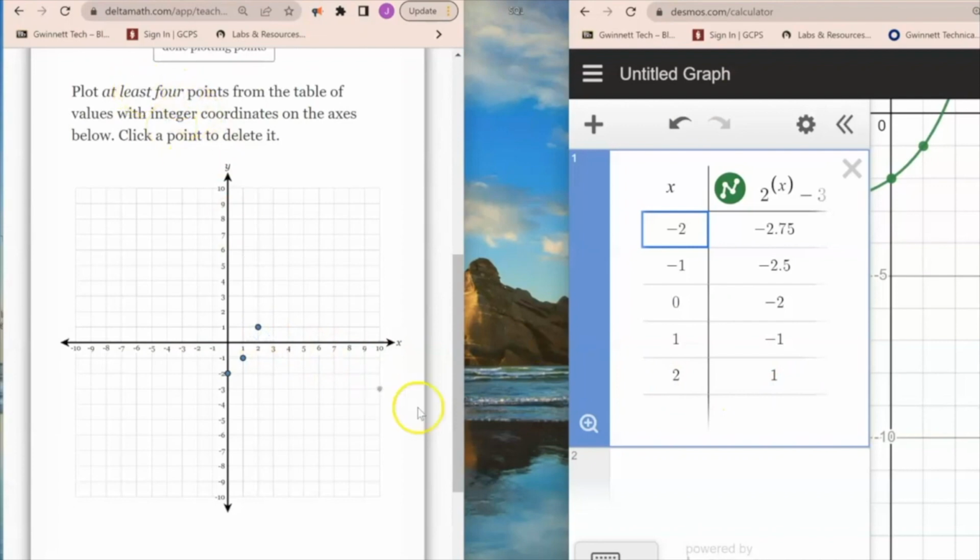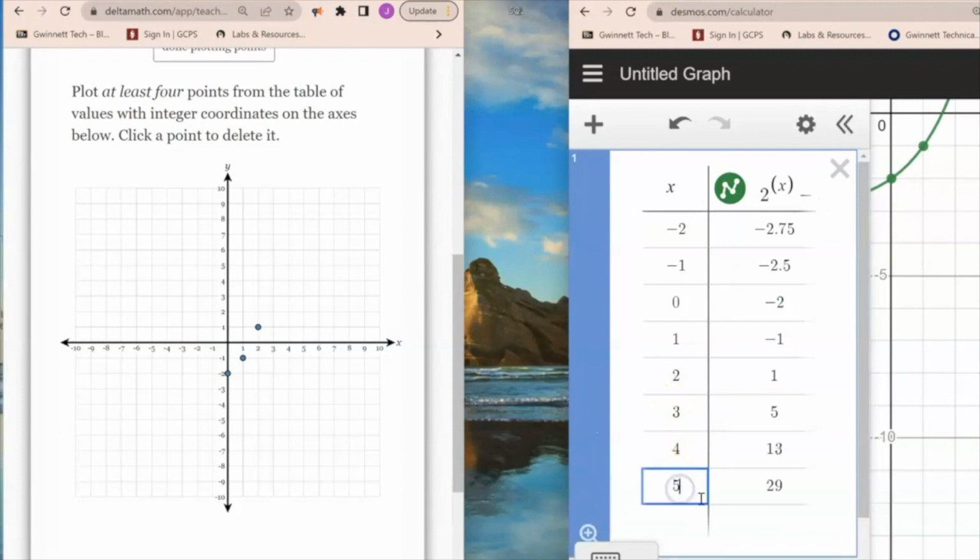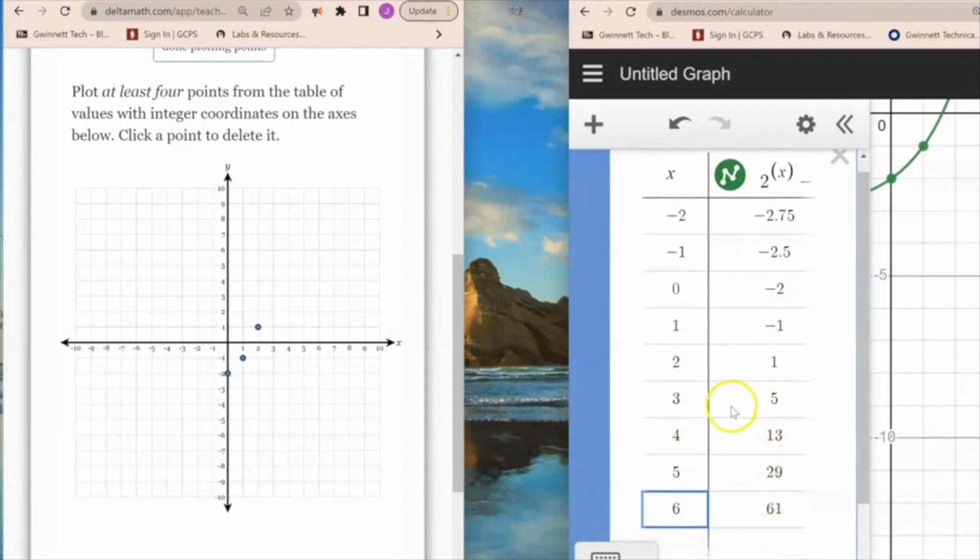And I need 4 points on this one. So I'll just go and say 3. Ah, that works. These are different points, right? So 3 is 5. So those are 4 points.